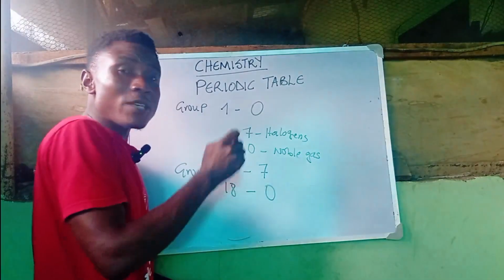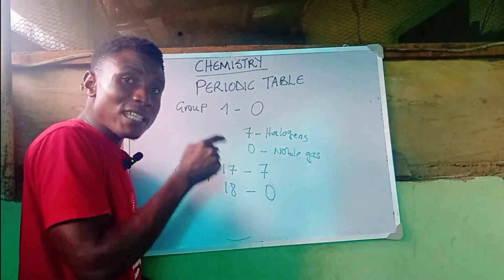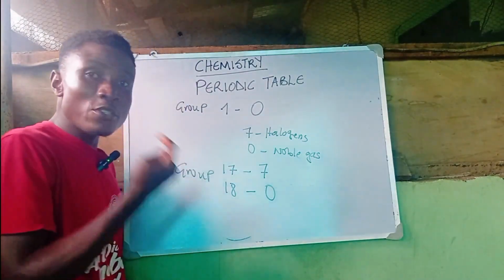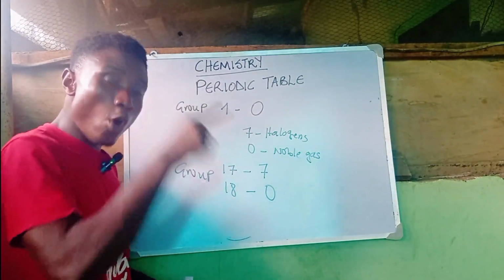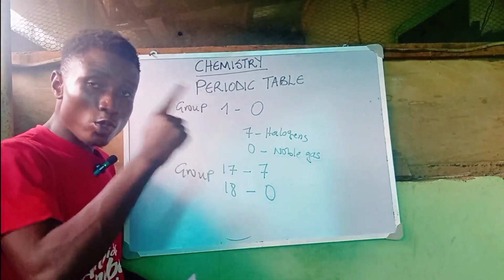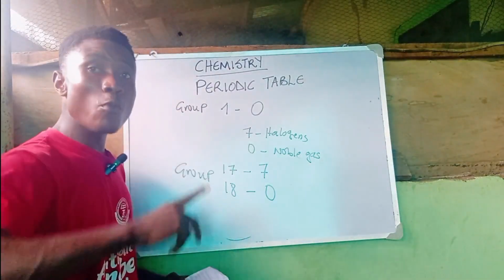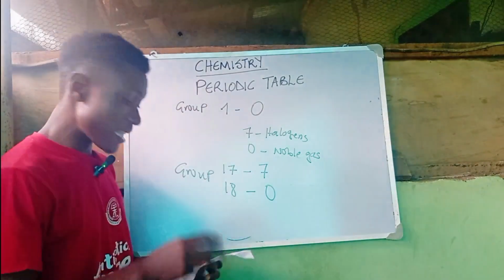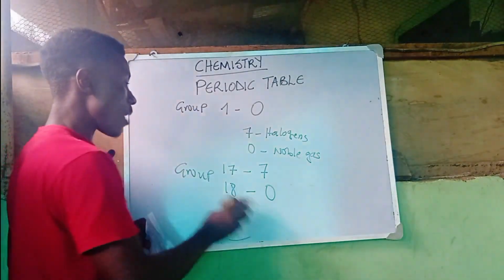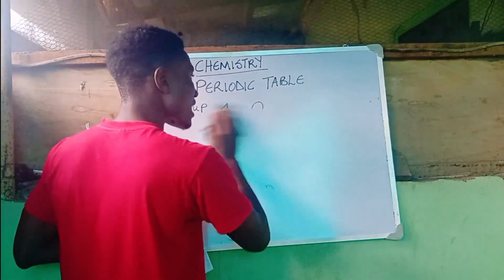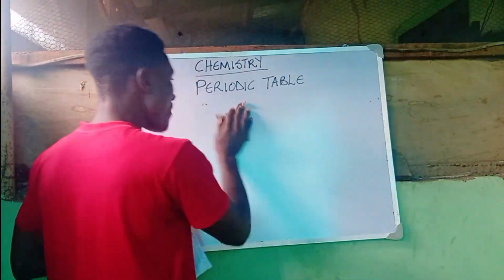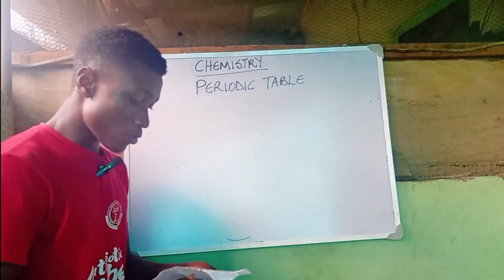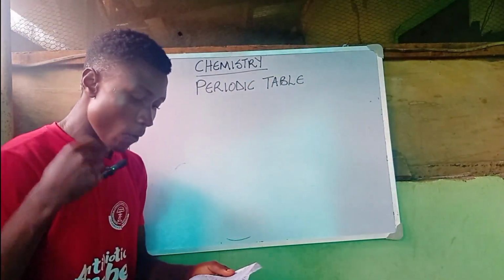We have group 17, so in case you hear group 17, it is still group 7. In case you hear group 18, it is still group 0, right? Please don't get confused. Group 18 is still the noble gases, the rare gases, or the inert gases. So that is just how it is. Now there is something that is known as the VIP groups when it comes to chemistry.